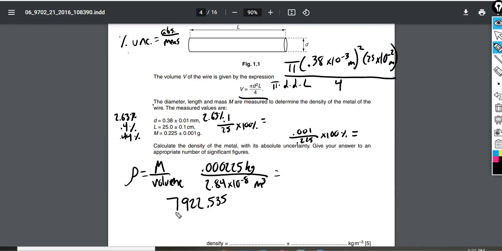Because remember, we're solving for the absolute uncertainty in the density. So the mass contributes to that, and everything that went into the volume calculation also contributes, all right? So if you're following along at home, why don't you add up the percent uncertainties right along with me, and we'll compare notes.